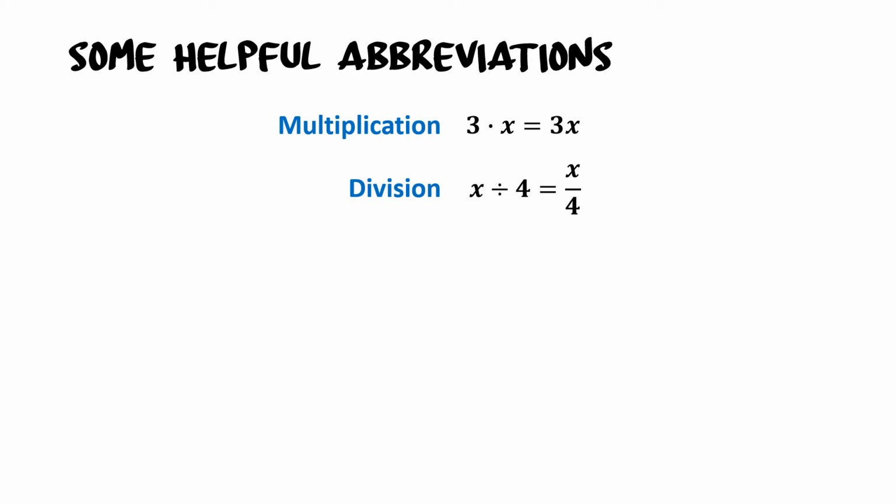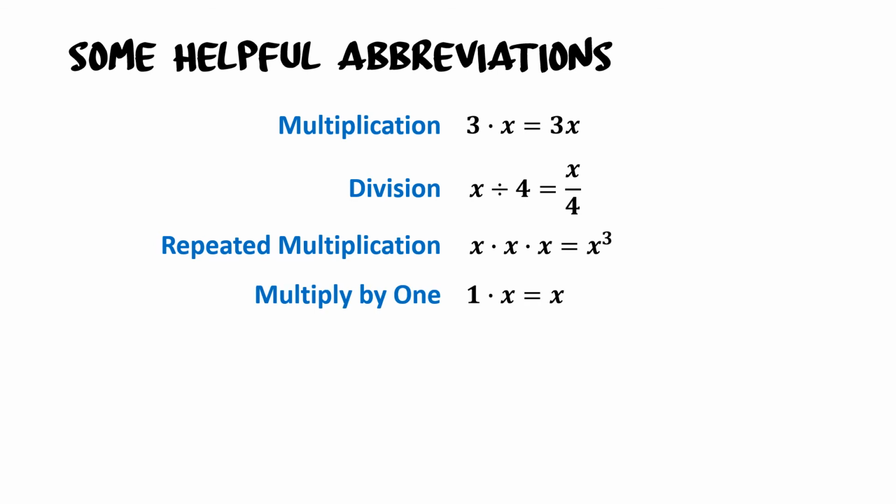The next abbreviation is for repeated multiplication. When the same variable is multiplied by itself, we use exponents to show this. For example, x times x times x here is equal to x to the third power. Multiplying by 1: if a variable is multiplied by the number 1, we drop this constant. For example, 1 times x we write as just x.